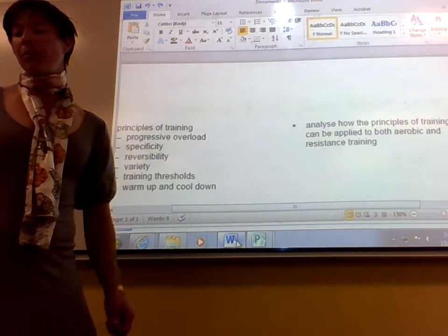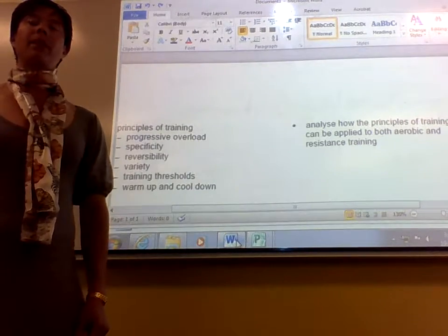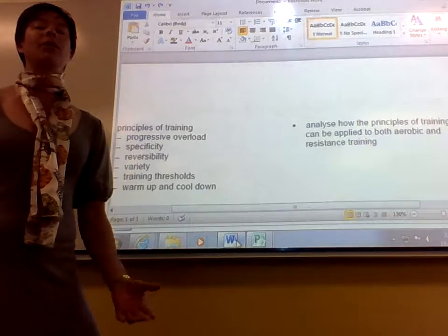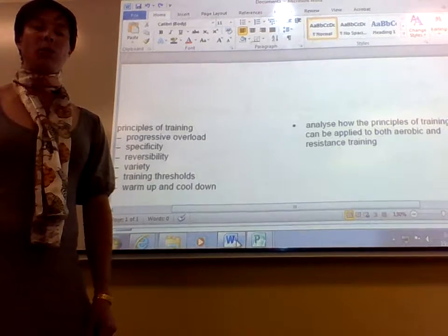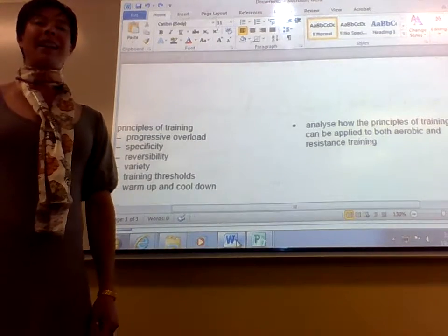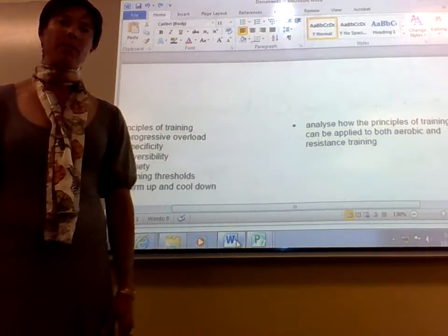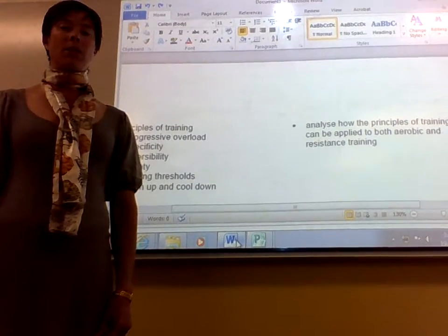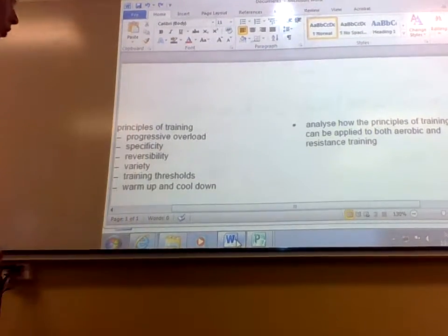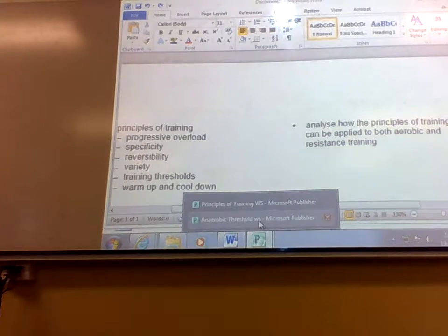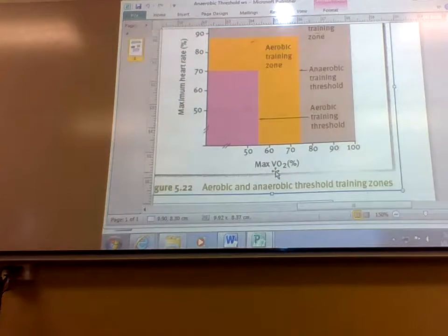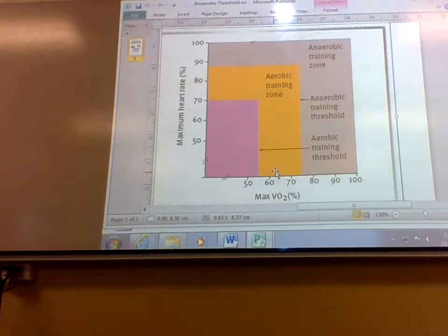So, for example, an athlete who predominantly focuses on aerobic style activities would need to work in the aerobic training zone, and an athlete who is more anaerobic based will have to work in the anaerobic training zone. But I'll show you a picture up on the board which demonstrates these zones.